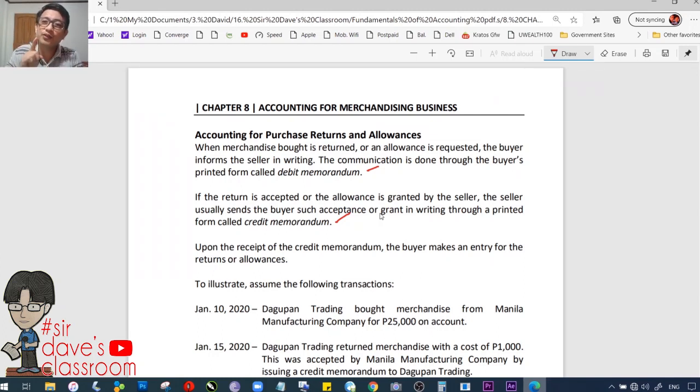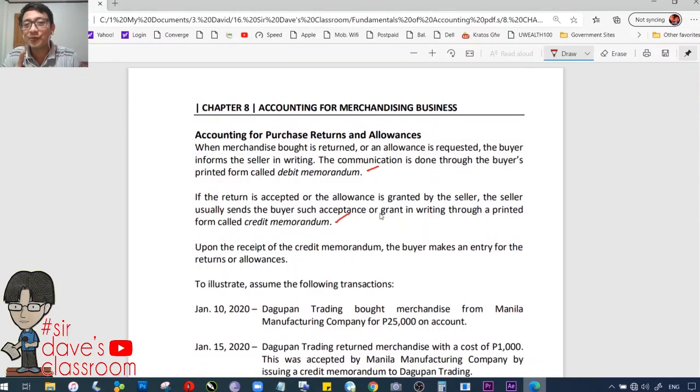Pagka nagbenta yung seller doon sa buyer, ano ang journal entry nung seller doon sa book niya? The journal entry is debit accounts receivable, credit sales. Okay? Debit accounts receivable, credit sales. Because usually, class, a business is usually done on account. In the real world, malamang sa hindi utang yan. So, debit accounts receivable, credit sales sa books ng seller. Sa books naman ng buyer, okay, ang journal entry niya would be debit purchases, credit accounts payable.